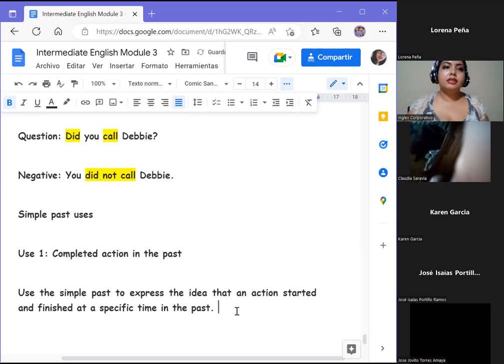So in some cases, the speaker, the person that is talking, didn't want to mention the specific time. But it is not necessary to say the specific time in which this action took place, because we can notice that the person has a time in their mind, but it is not necessary to mention it in the sentences that we are creating. So we have some examples of these.